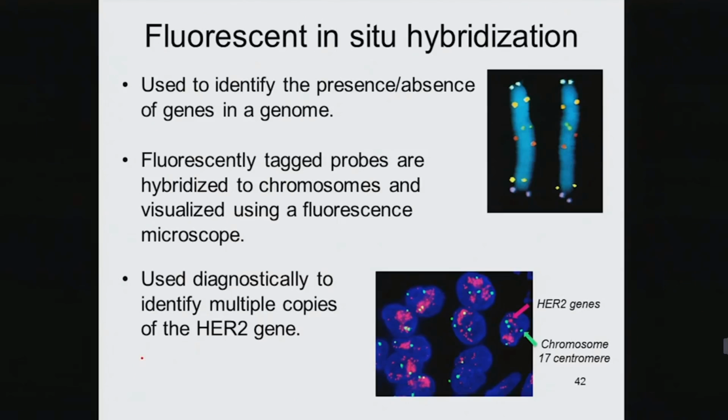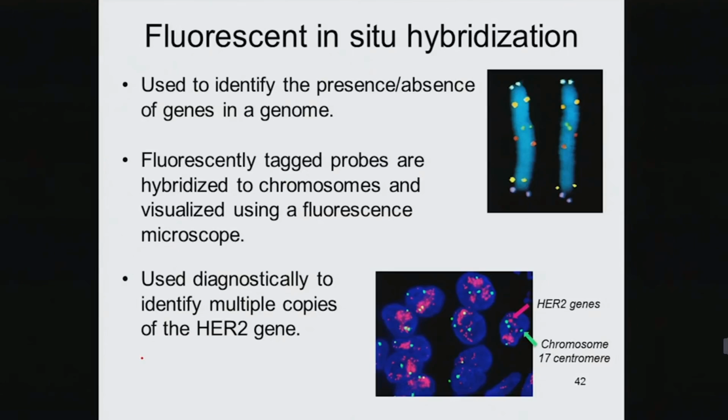Likewise, you can change it around a bit, and instead of using radioactivity, you can actually tag fluorescent modifications to your probes. So again, you can use these to identify presence or absence of genes in the genome. And it's really great because these types of fluorescent probes you can actually introduce into the cell, and you can look for hybridization to actual chromosomes.